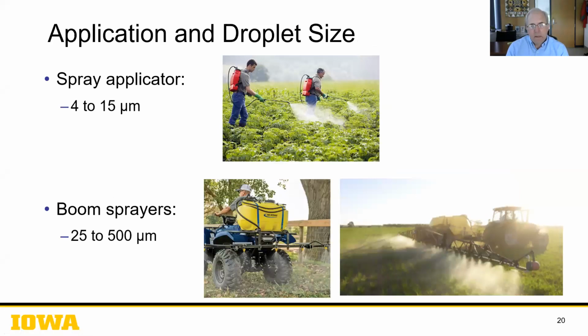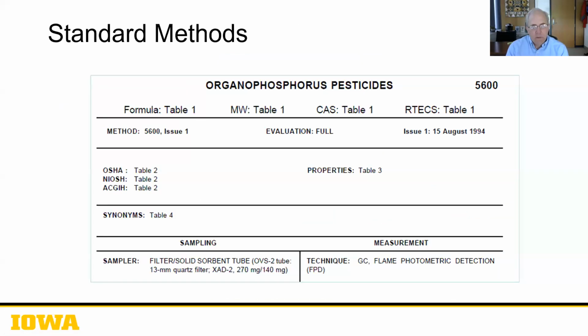Now, this again gets back to the droplet size, and you can see here, according to some evidence, that spray applicators can get to about 4 to 15 microns. The boom sprayers are larger droplets, 25 to 500, but again, it makes sense that we'd be using the inhalable curve and trying to capture even larger diameter droplets as we can, because they do exist from these application methods. So now we get into the methods themselves.